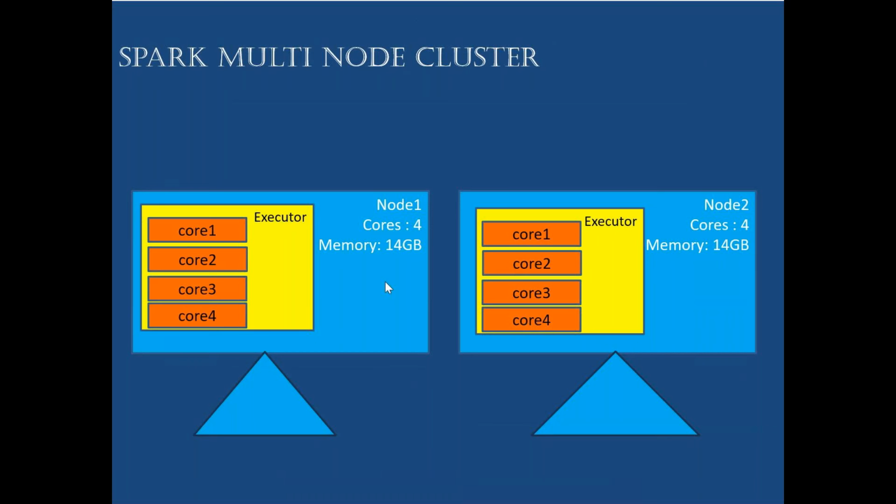Now tell me team, if I have 8 cores and 8 partitions, do you think the 8 partitions will run at a time, or will it run the first 4 and after completion of those start the next 4? Which one is correct? At a time. Parallel process. Okay, very good.